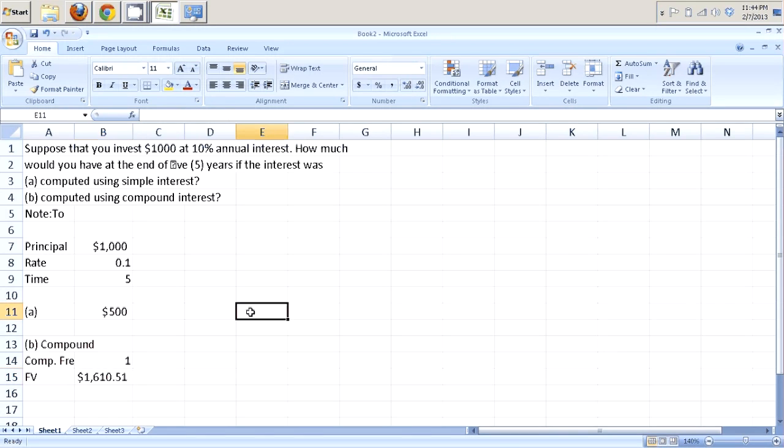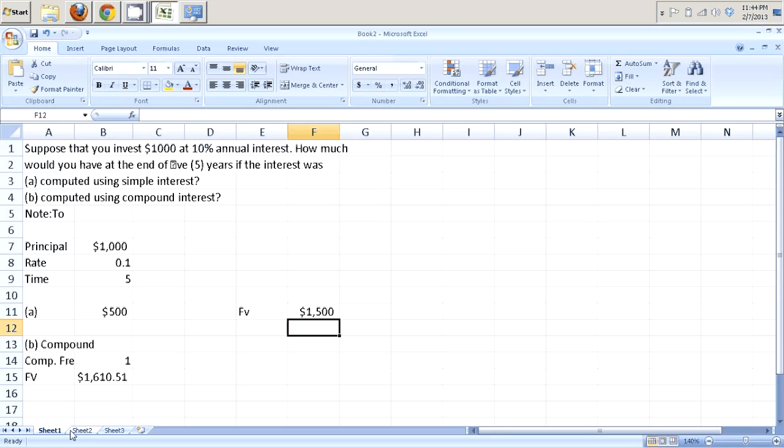Well, the future value for the simple interest is the principal plus the interest, which comes to $1,500. I think it's really clear which one we want to use, because remember what happened is at the end of year one, 10% was charged. It's now $1,100. The end of year two, interest is charged on $1,100, so on and so forth. Pretty neat. We win there pretty quickly.